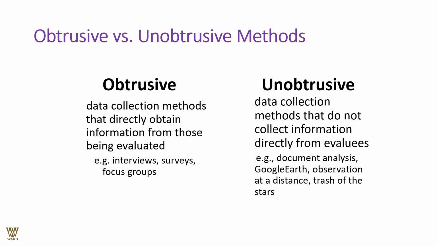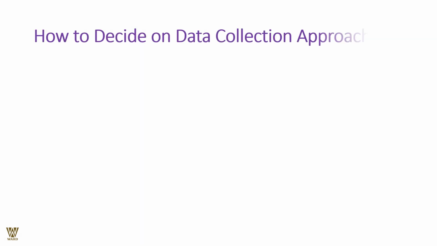Let's say the document, what does a document say? What does Google Earth say? What does the observation at a distance say? What is the trash of the stars that goes around it? These are examples where you go around and observe. You find your workstation very dirty, you will have an opinion about the person who manages the workstation. Probably that is how we want to go around it.